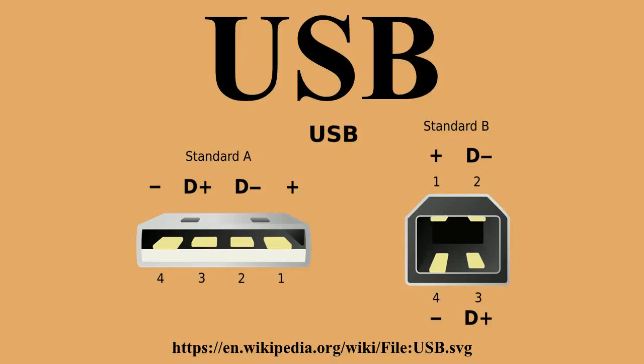The first widely used version of USB was 1.1, which was released in September 1998. The 12 Mbit per second data rate was intended for higher-speed devices such as disk drives, and the lower 1.5 Mbit per second rate for low data rate devices such as joysticks.